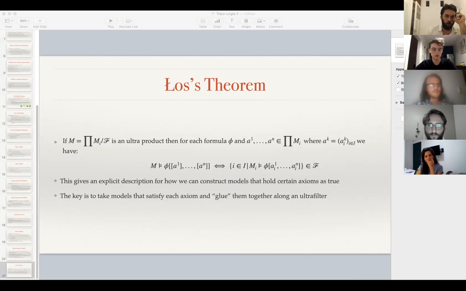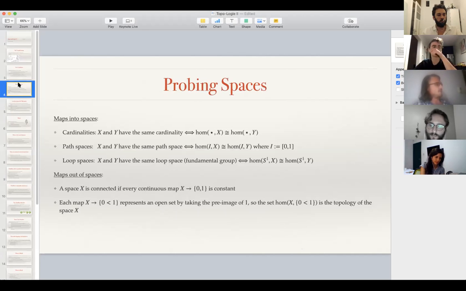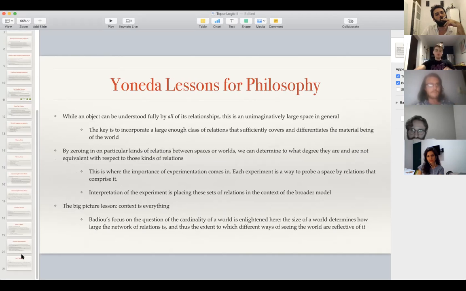Go ahead. I'm not sure if this question's going to actually fit, but I'm just trying to understand it. Going back to even before when you got into filters, when you were talking about Yoneda, you said one of the big philosophical takeaways was that in order to really use it, you need a class of relations that both enables you to cover what you're studying and also differentiate. Where do the coverage and the differentiation fit into the place that you end up, in the case of ultrafilters?